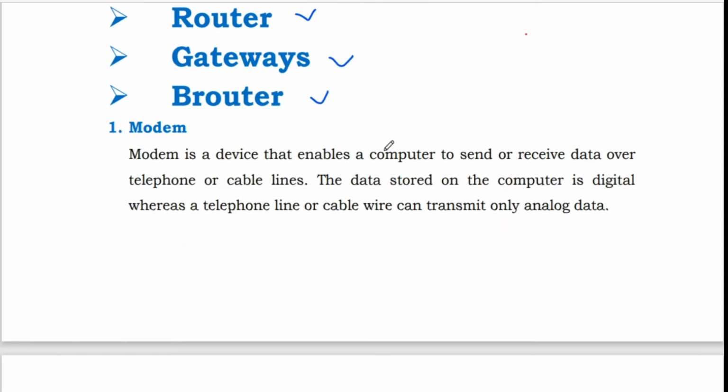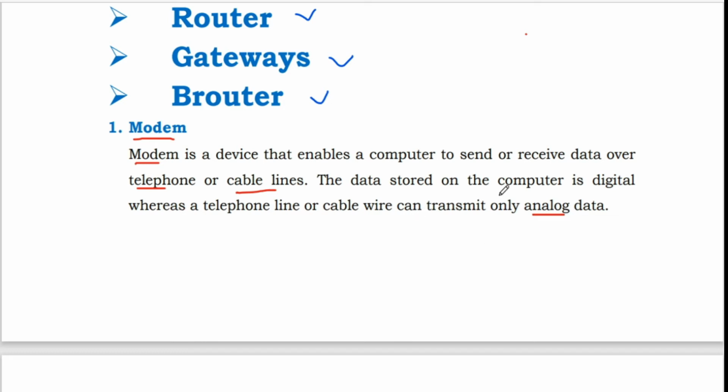Now the first one is the modem. What exactly is a modem? A modem is a device that enables a computer to send or receive data over telephone or cable lines. The data stored on the computer is digital, whereas telephone lines or cables can transmit only analog data.